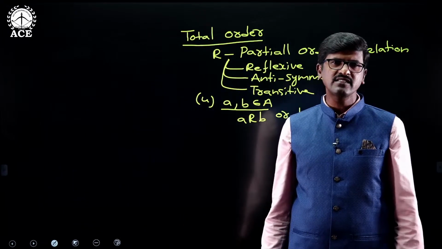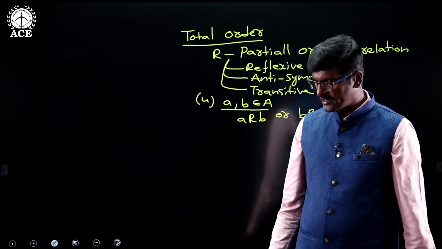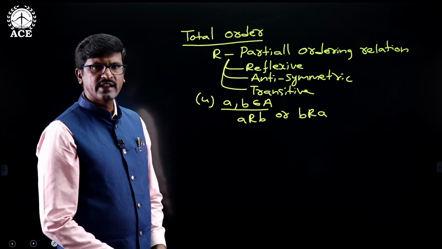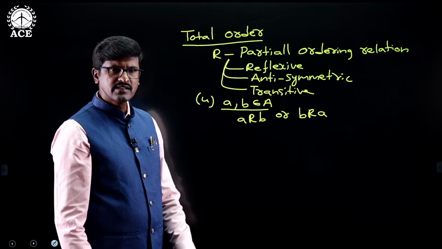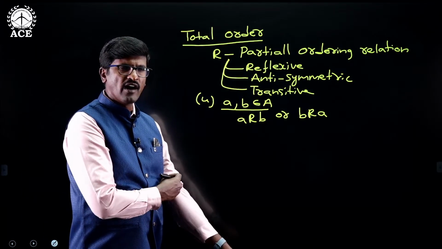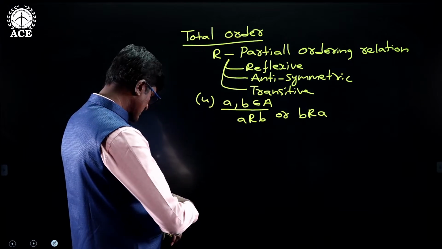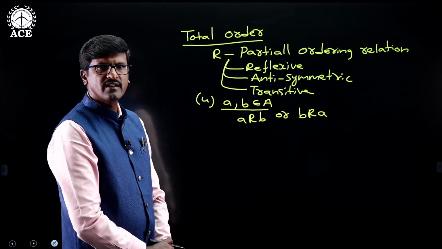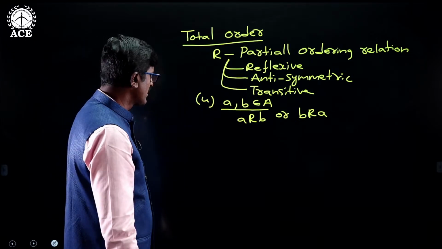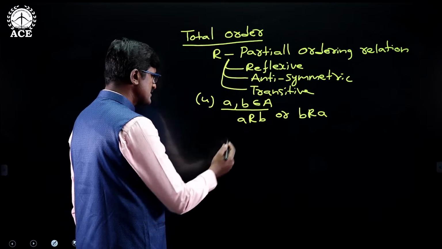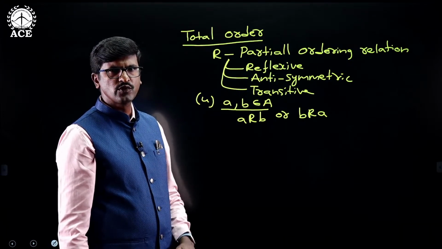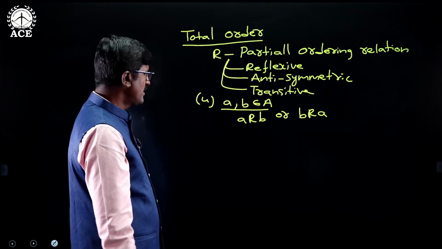This total ordering relation is only for a partial ordering relation. Partial ordering relation means which is reflexive, antisymmetric and transitive. In addition to these three properties, if R satisfies this property, then R is the total ordering relation. So property number 4 says there must be a relation from A to B or B to A.